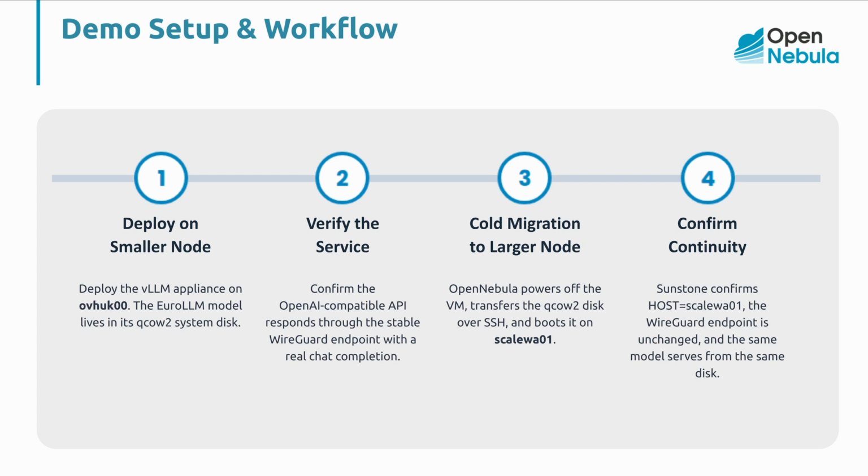The migration breaks down into 4 steps that we will walk through one at a time. The first step is to deploy the vLLM appliance on the OVH-UK00 and let it pull the EuroLLM model. The second step is to confirm that the OpenAI compatible API responds through the WireGuard endpoint with a real chat completion. As the third step, we must trigger the cold migration to Scaleway O1. OpenNebula gracefully powers off the virtual machine, transfers the QCOW2 disk over the Secure Shell protocol, and boots it on the new host. The last, fourth step is to verify that the same model is serving on Scaleway O1 with the same WireGuard endpoint, the same QCOW2 disk, and no client-side reconfiguration.